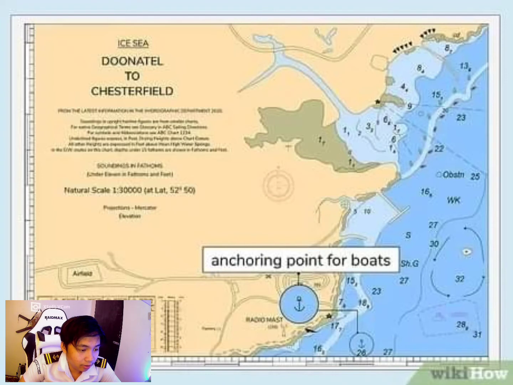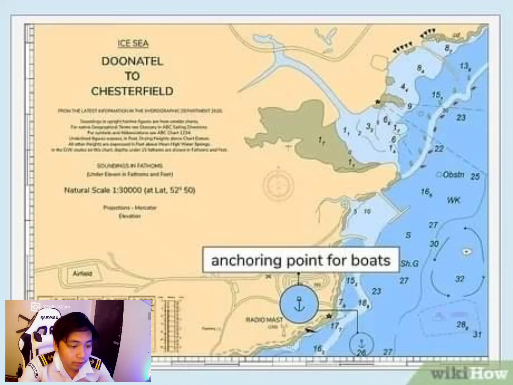Step 3. Look for anchors to find anchoring points for boats. The anchor is a familiar symbol on a chart showing waterways close to land. An anchor means you can let down your boat's anchor safely in that area. Anchoring points may be labeled with numbers or a description to describe what kind of boats are allowed to stay there.